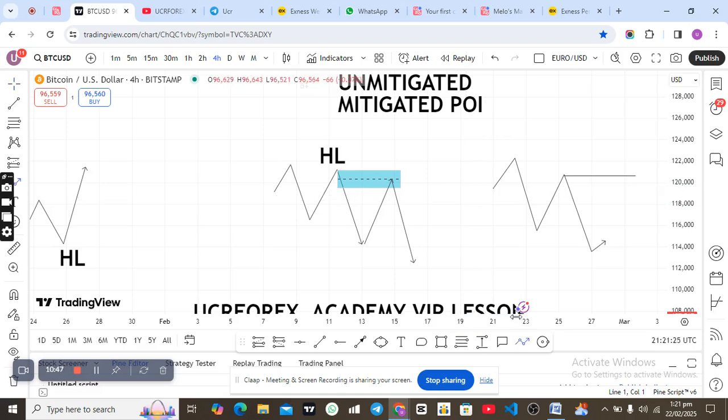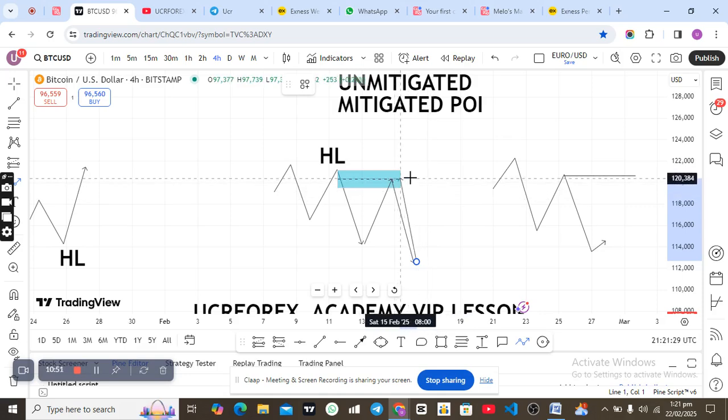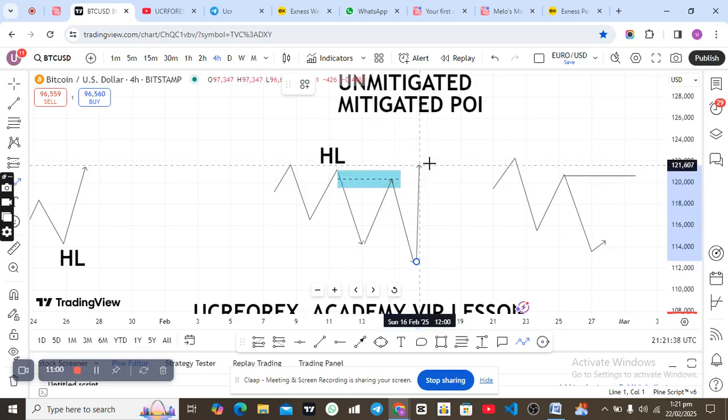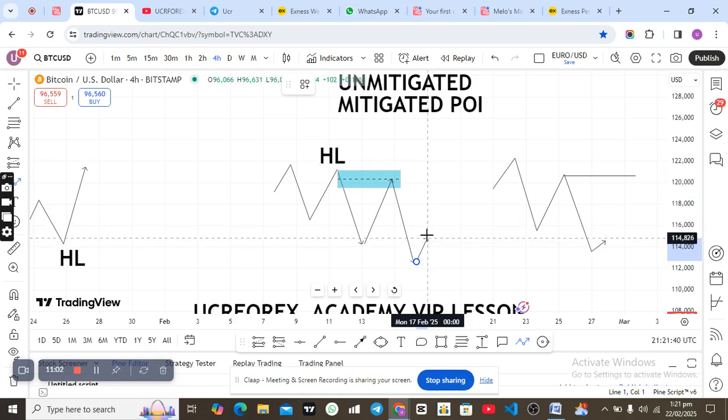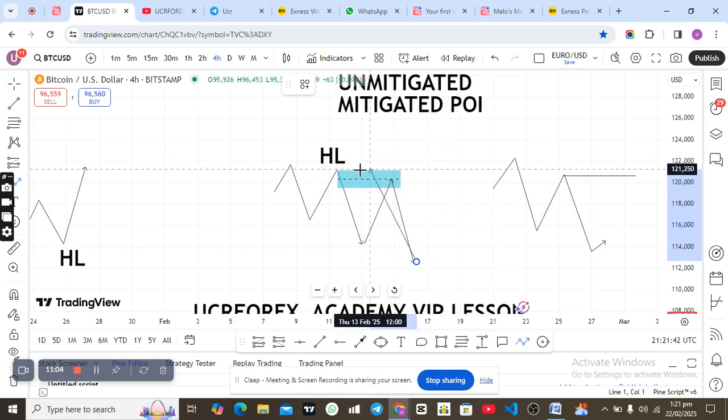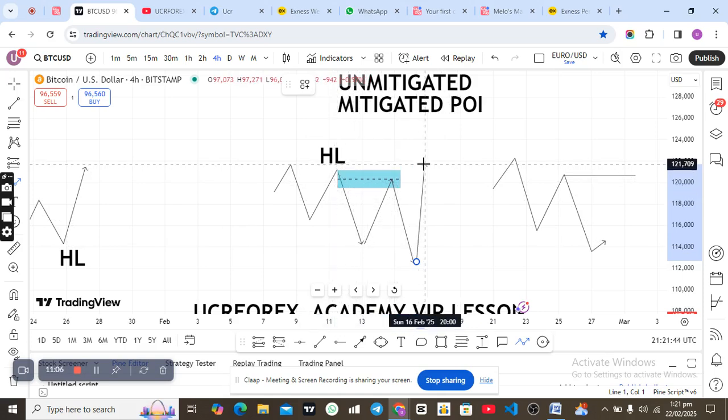Let's say price is coming back and decides to mitigate a POI that it has already touched before. There's a higher tendency that price will spike above that zone to collect all the stop losses above that very particular zone, the stop losses of all the pending orders. Another thing about this mitigated point of interest is that institutional orders have been filled.